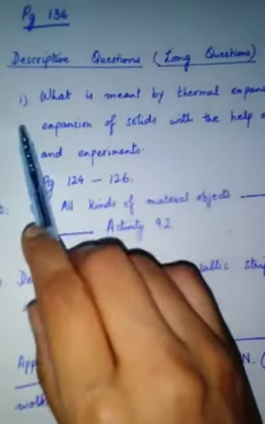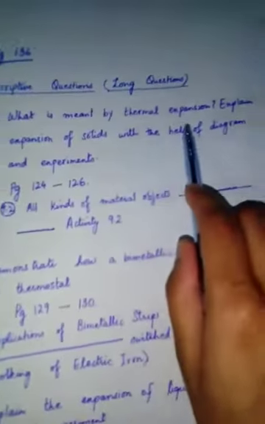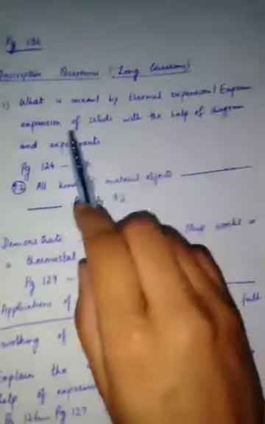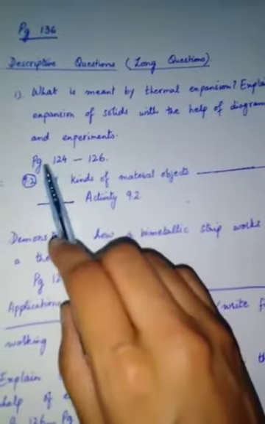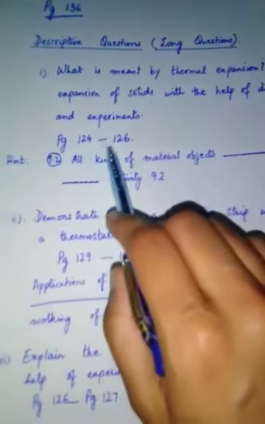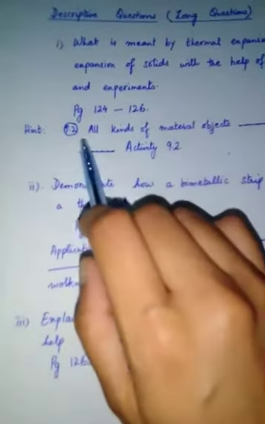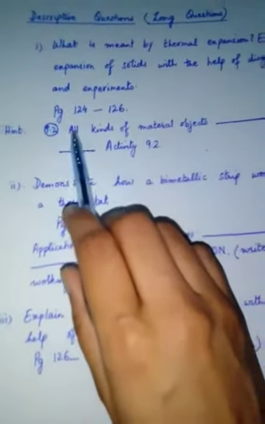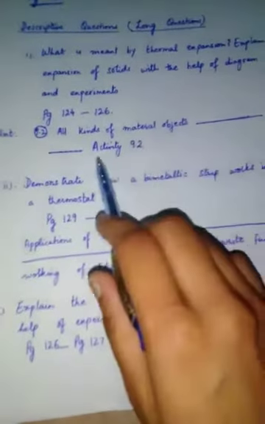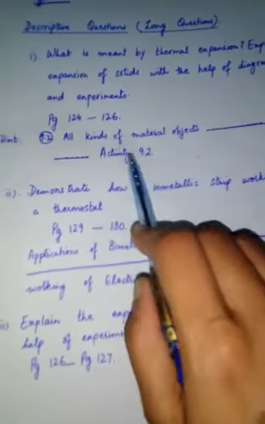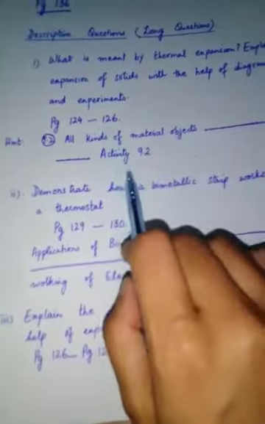Question number 1, what is meant by thermal expansion? Explain expansion of solids with the help of diagram and experiments. So answer is on page 124 till page 126. Students, it is very important that you mark your answers properly from your notes, all kinds of material object, and you have to mark it till activity 9.3. So in the activity, the diagram is also required.